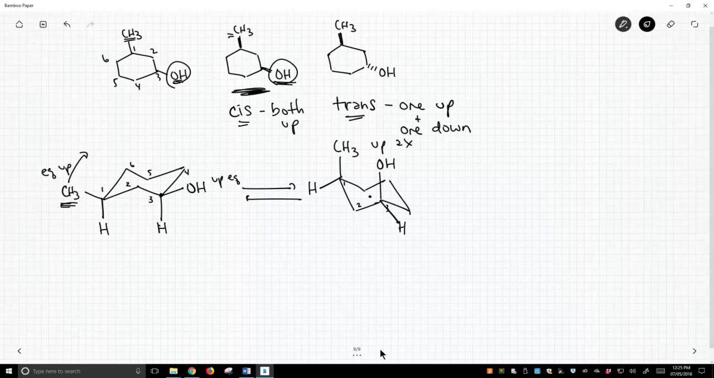So here's another case where we have these two groups. Once we start putting our big groups axial, they really start to bump into each other. Again, this is a steric effect. So we'd say this conformation is less stable, and this is more stable.